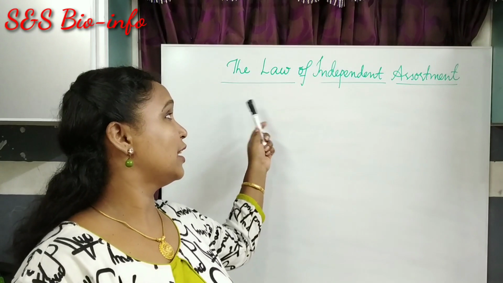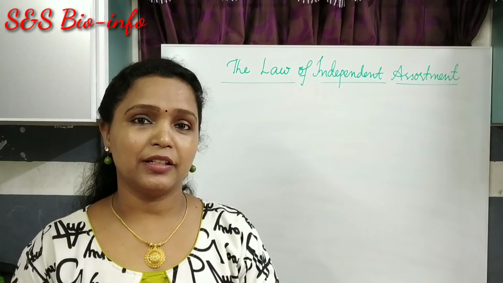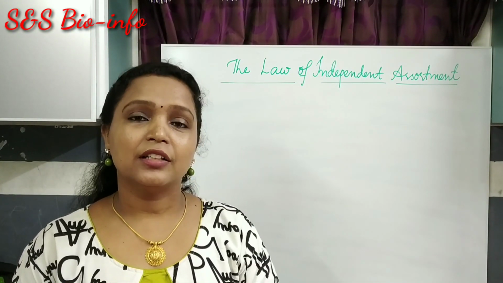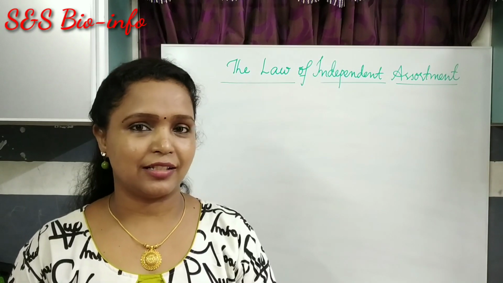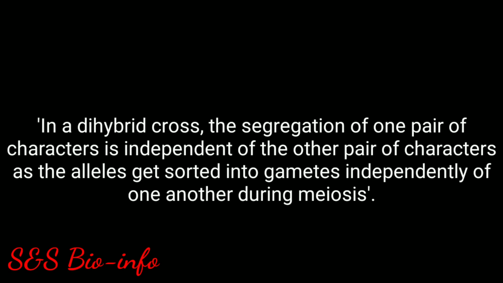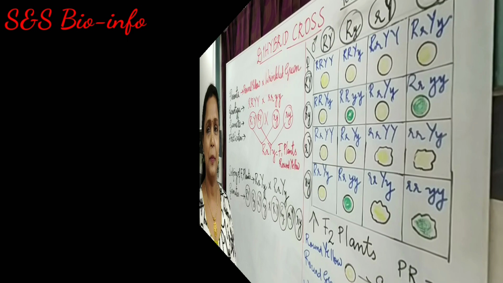Today's topic is the Law of Independent Assortment and its explanation. The Law of Independent Assortment states that in a dihybrid cross, the segregation of one pair of characters is independent of the other pair of characters, as alleles are sorted into gametes independently of one another during meiosis.